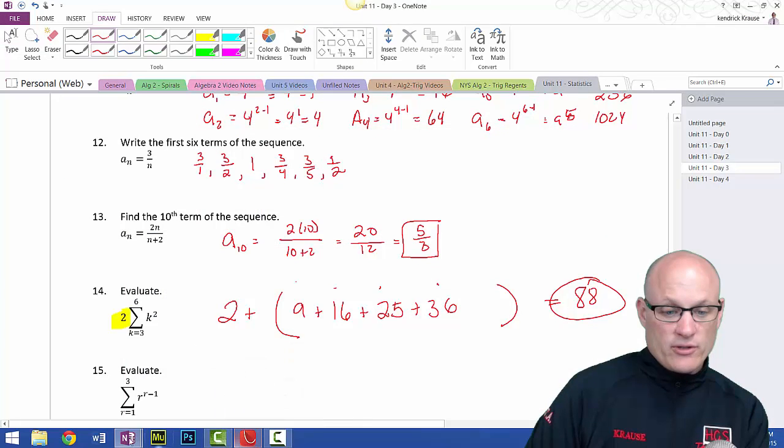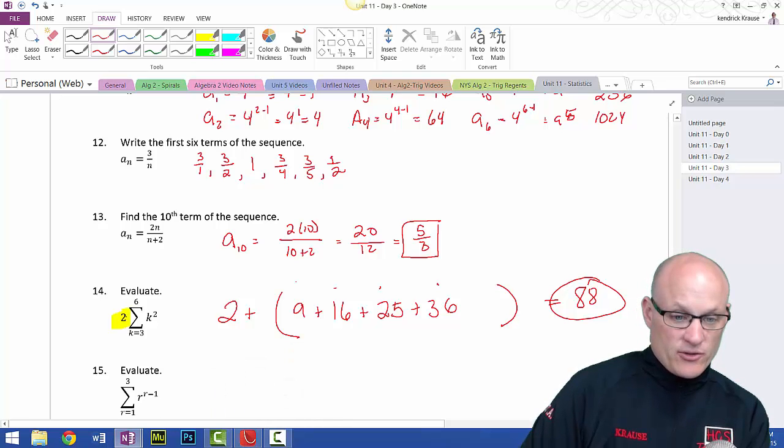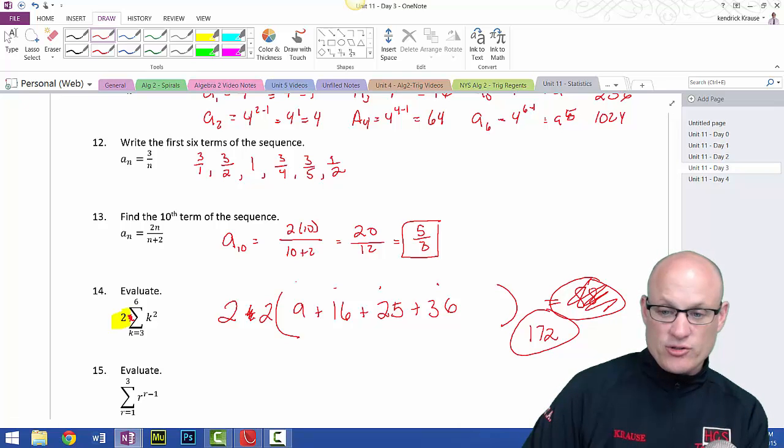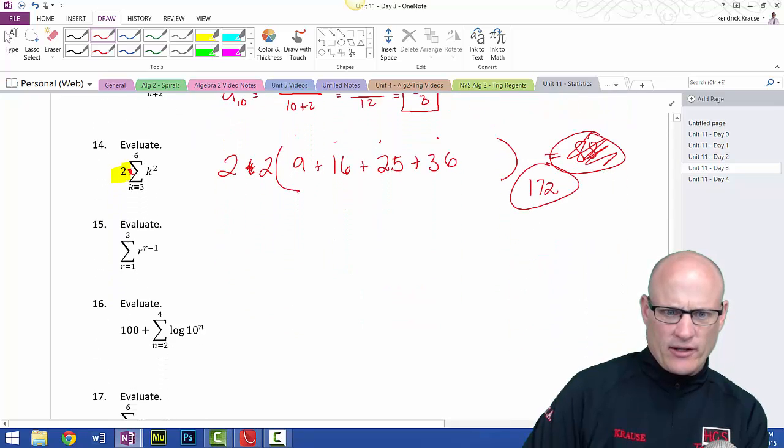See, I totally screwed that one up. See, this is not 2 plus. There's no plus sign here, so get rid of that. It's actually 2 times this. And since this turned out to be 86, if I do 2 times 86, I get 172. So actually, that's the right answer. Good thing I got that calculator to check things.